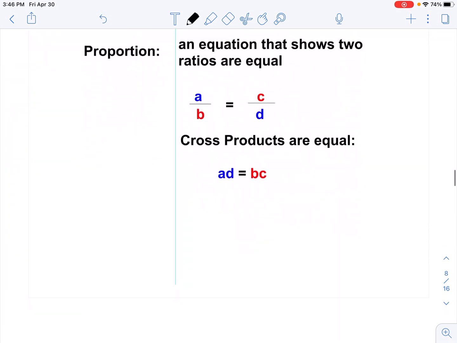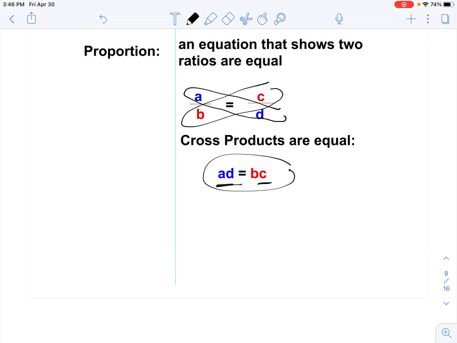A proportion is an equation that shows two ratios are equal. In a proportion, the cross products are equal. Cross product means when you multiply the diagonals. So I have AD equals BC. This is true anytime we have a proportion.